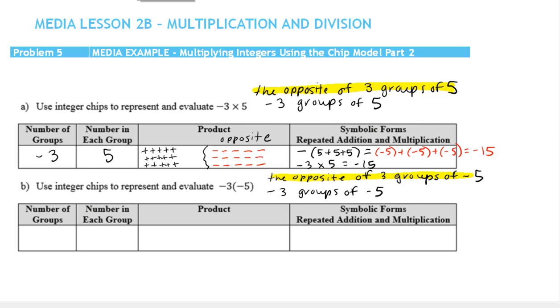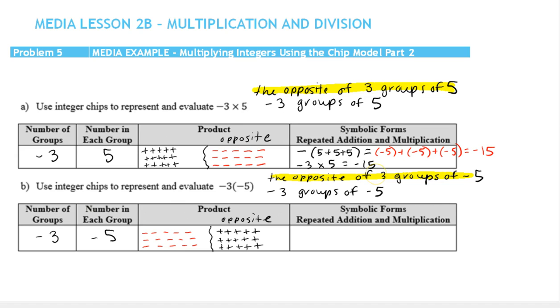Now we'll fill in the chart. There's -3 groups and -5 in each group. So first, we're going to find 3 groups of -5. And then here, we're going to take the opposite to find the result. So the opposite of a negative chip is a positive chip. So I'm going to make all of these chips positive. So this is our result.